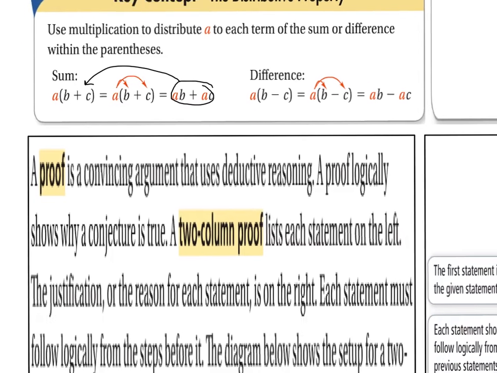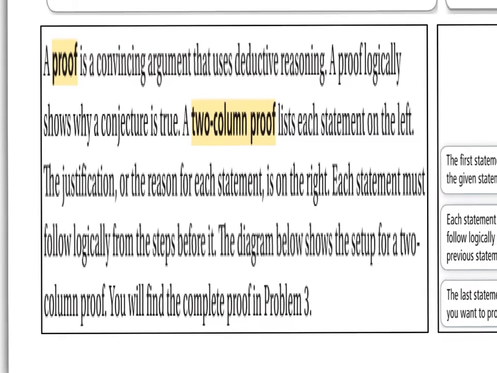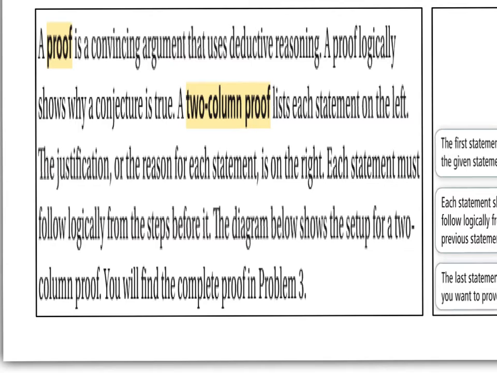All right, so where is that leading us to? Why do we have all these properties in here, and what are we going to do with all these properties? Well, we're going to use these in proofs, and we're going to start out with some pretty simple ones. A proof is a convincing argument that uses deductive reasoning. A proof logically shows a conjecture is true. Remember, a conjecture is just a statement of fact. So we're going to actually take that statement of fact and prove that it's true.